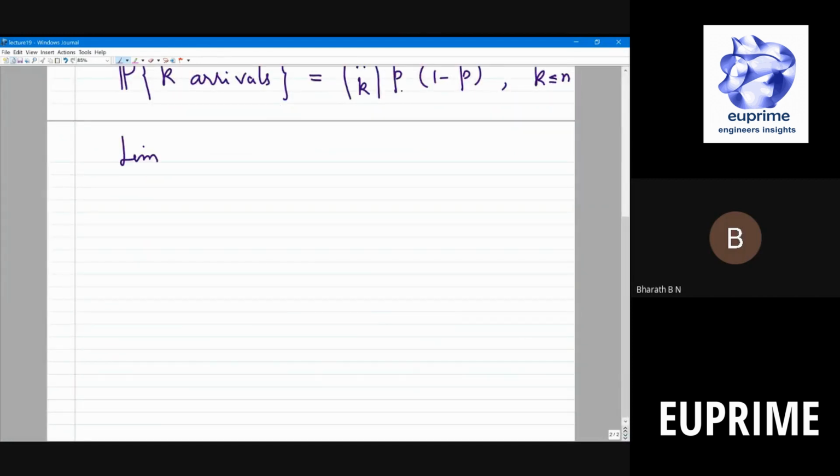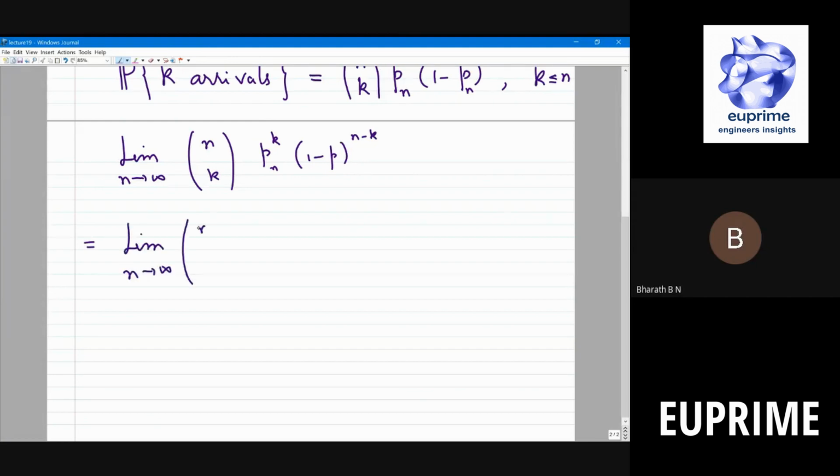Now I have to take the limit. I'll call it p_n, because I'm going to take p_n also to infinity. So now as n goes to infinity, I have to see what happens to this: n choose k, p_n to the power k, 1 minus p_n to the power n minus k. This is the same as the limit. I'm going to write the entire thing in terms of n and lambda. So what is p_n?